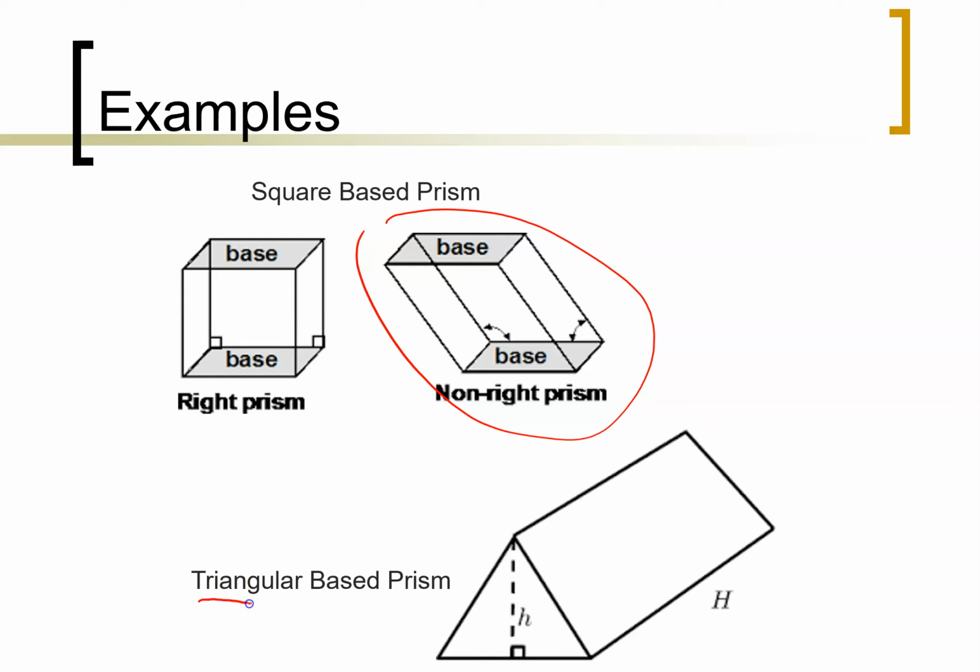A triangular based prism has triangles on each end and rectangles adjoining the equal triangles. There would be another one here, right? Inside that tent.